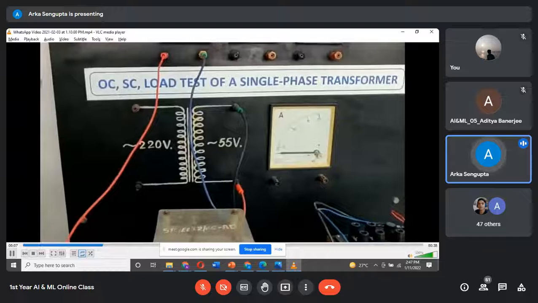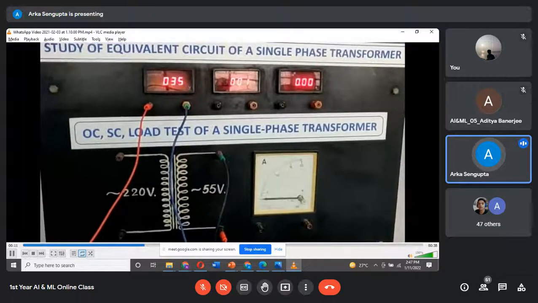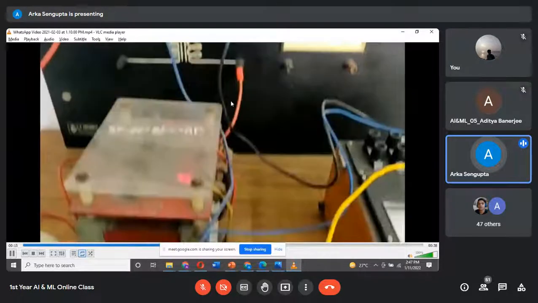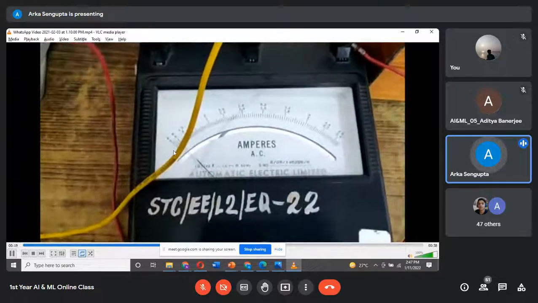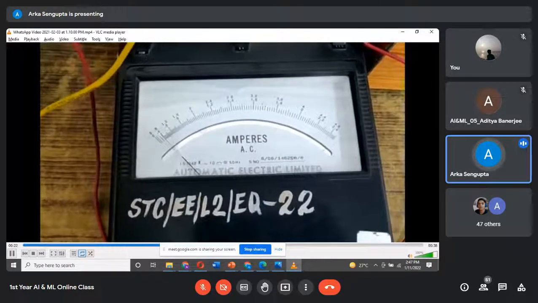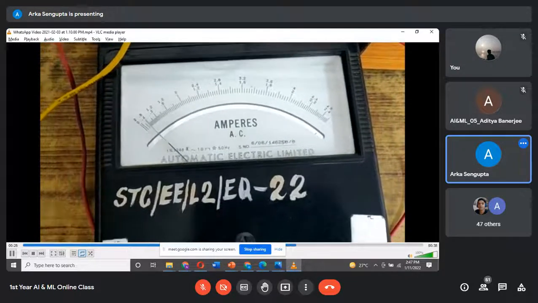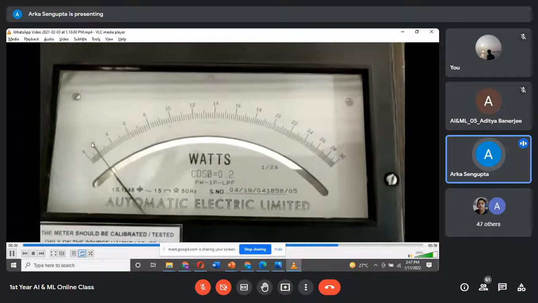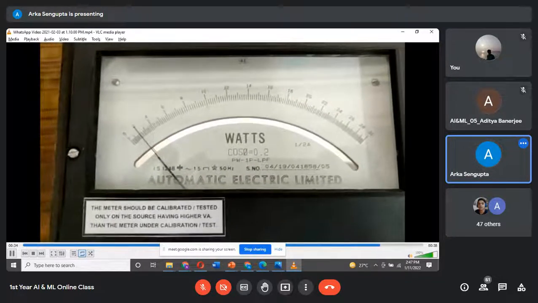This variac is being rotated. Now, once the variac is rotated, a voltage is appearing across here. The voltage is being applied on the 55 volt side, and accordingly, our ammeter reading is being given here, 0.4 ampere. There is a wattmeter reading of 2, that is the core loss. This is 2 watts.